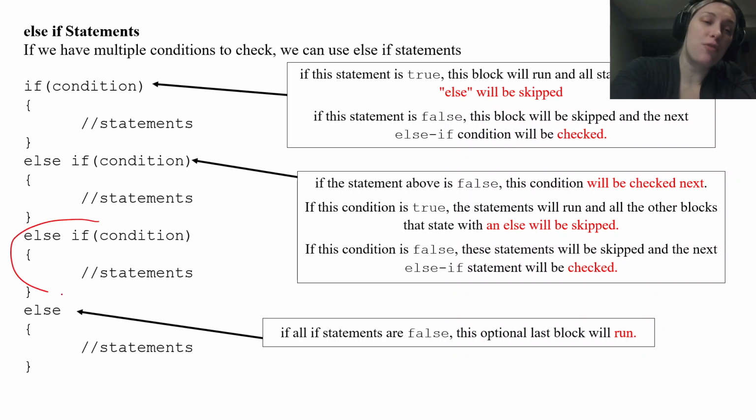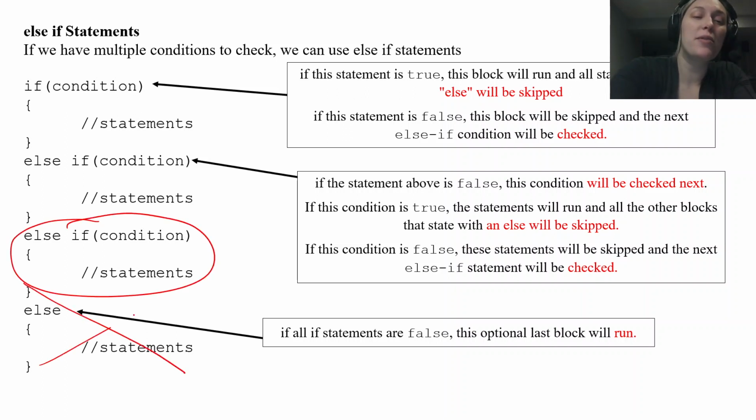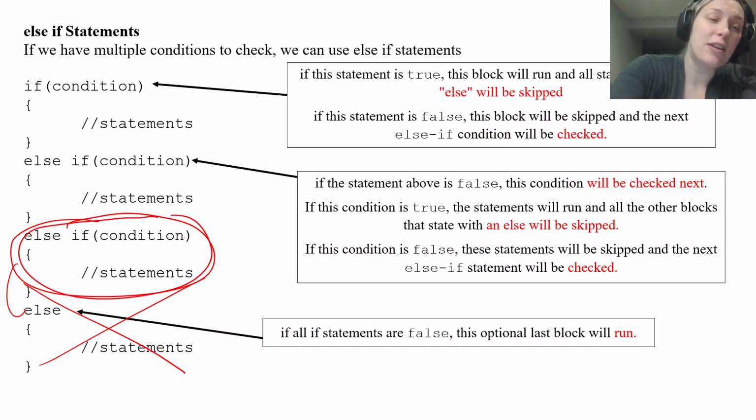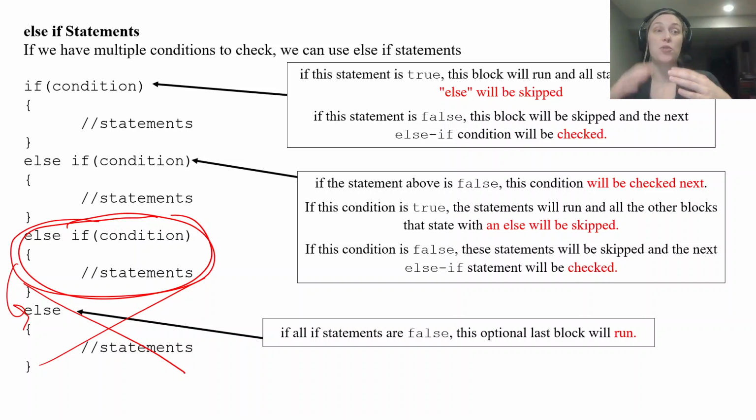And if this is true, then everything below that with an else will be skipped. If this is false, then the next else will be checked. And it goes in that pattern. You can have as many else ifs as you want in this chain of statements. And you can, again, optionally end with an else statement. If all of the statements that came before it are false, this last block will for sure run. Okay? The else runs if everything else is false. But the else is also optional, even in an else if statement.